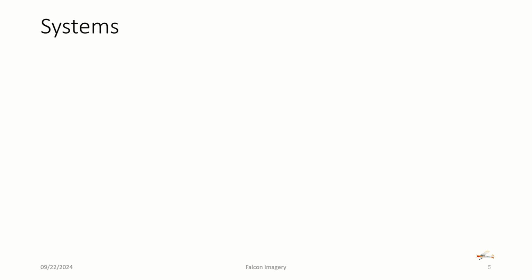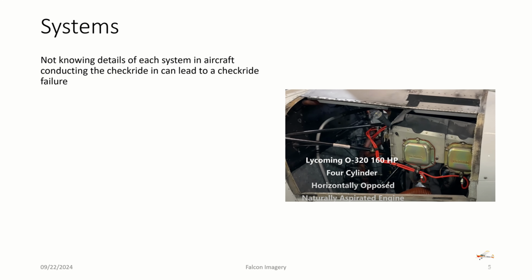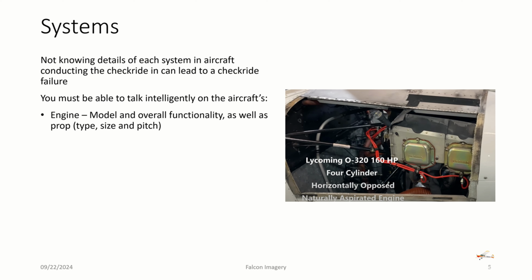Systems. This is a huge area for failed check rides. Not knowing details of each system in an aircraft while conducting the check ride can very often lead to failure. You must be able to talk intelligently on the aircraft's engine, both the model and overall functionality, as well as its prop type, size, and pitch. For example, Lycoming O-320 160 horsepower engine, not enough just to give the model number. I need to know that it's a 4-cylinder, horizontally opposed, naturally aspirated, direct drive engine.